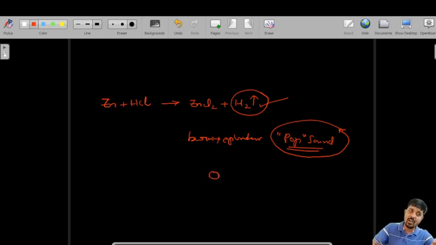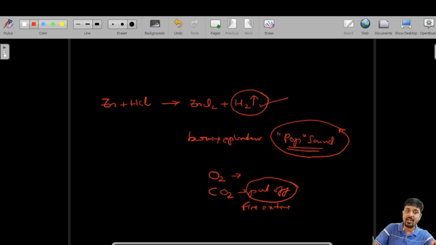What is the test for the oxygen gas? It will burn the splinter brightly, vigorously. And what is the test for carbon dioxide? It will put off the fire. Carbon dioxide can put off the fire. That's why it is also called a fire extinguisher. And it can turn lime water milky white.